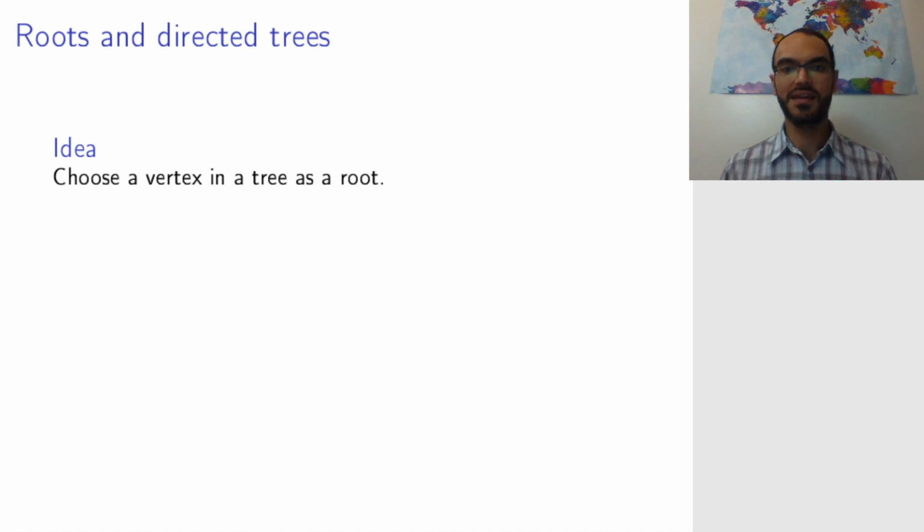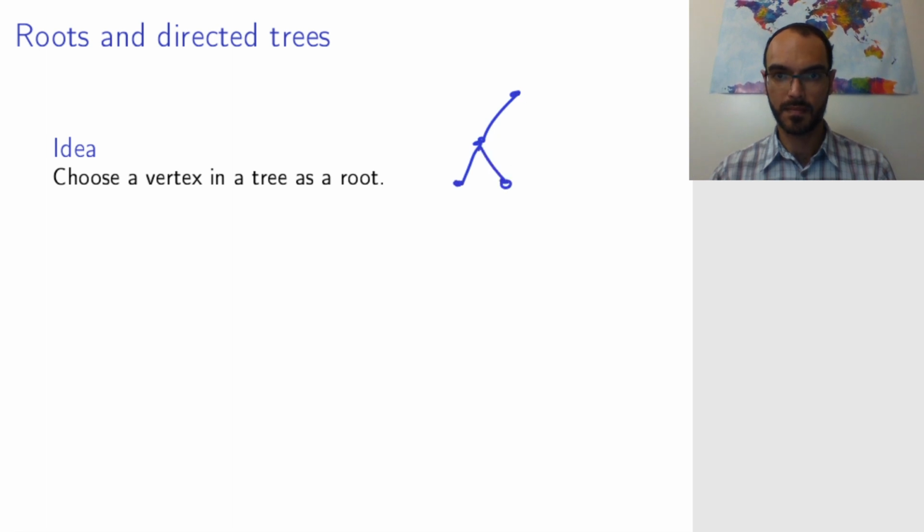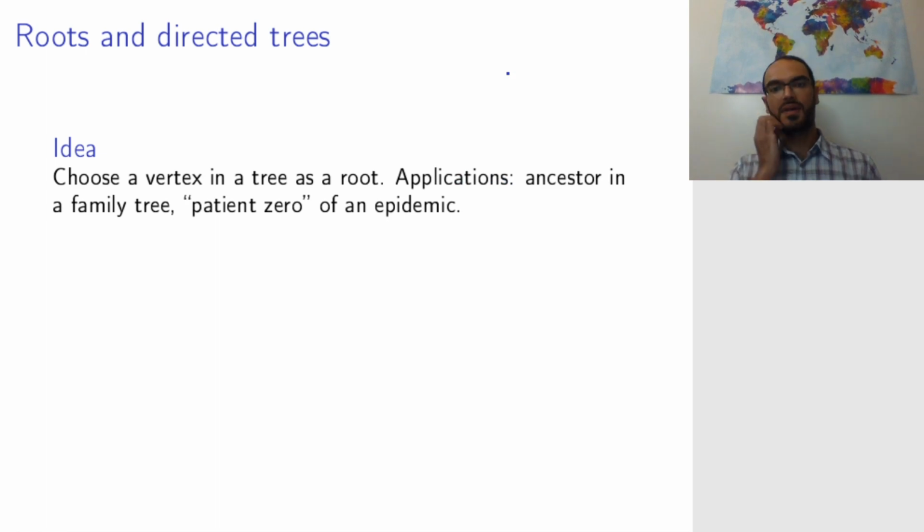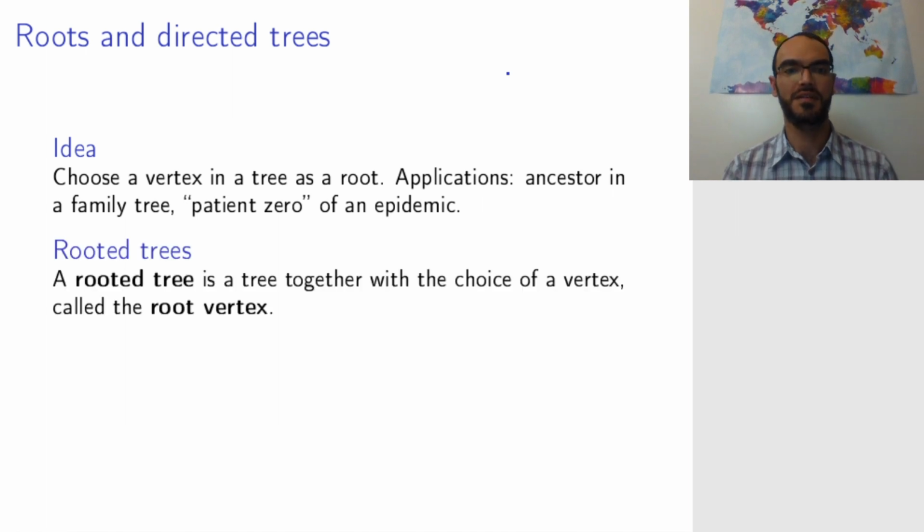So the idea is that if you have a tree, something like that, you can choose a vertex that you call a root. So for example, in a family tree, this would be the oldest known ancestor in a family. In a more relevant concept, if you have a pandemic, this is the patient zero of the pandemic, the root of the pandemic or the epidemic. So how do you define this mathematically?